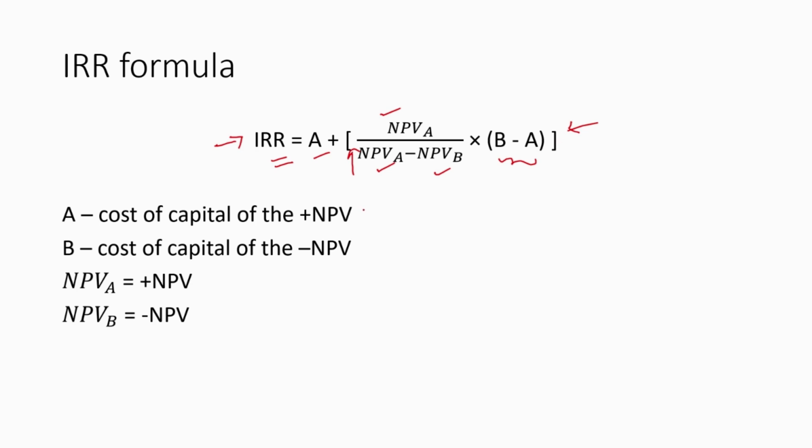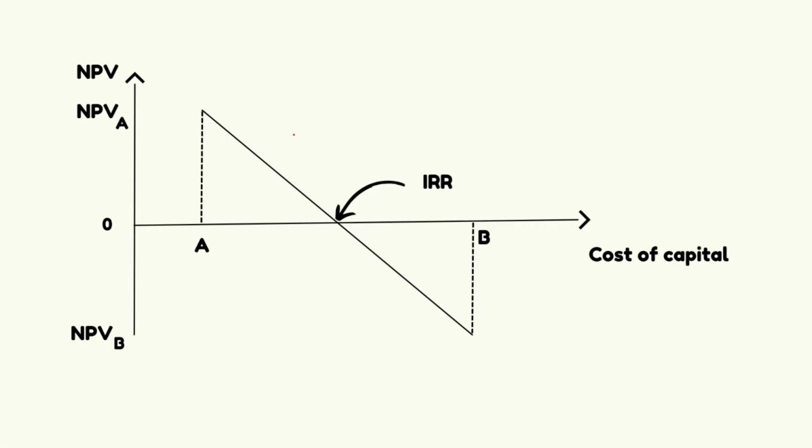So, capital A is the cost of capital of the positive NPV. B is the cost of capital of the negative NPV. NPVA is the positive NPV value. NPVB is the negative NPV value. This cost of capital is simply the discount rate. Here we have now included the NPVA and NPVB values.